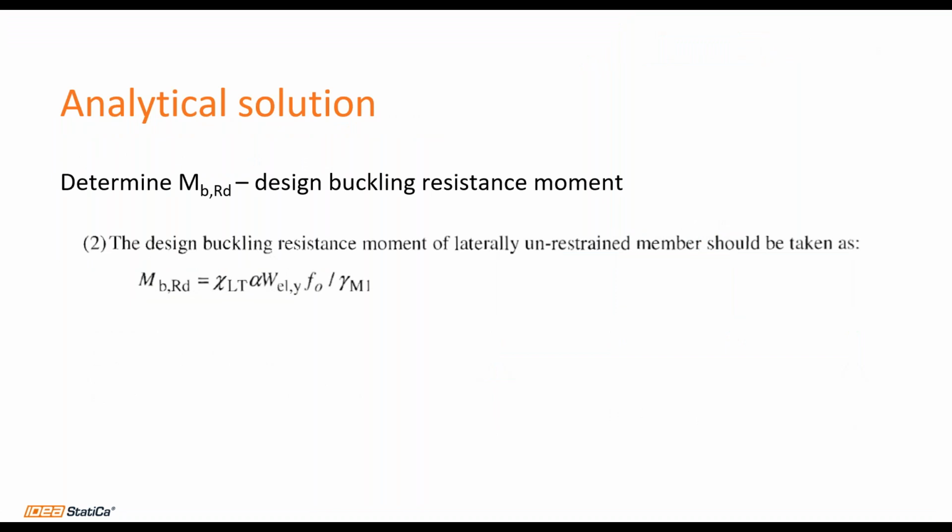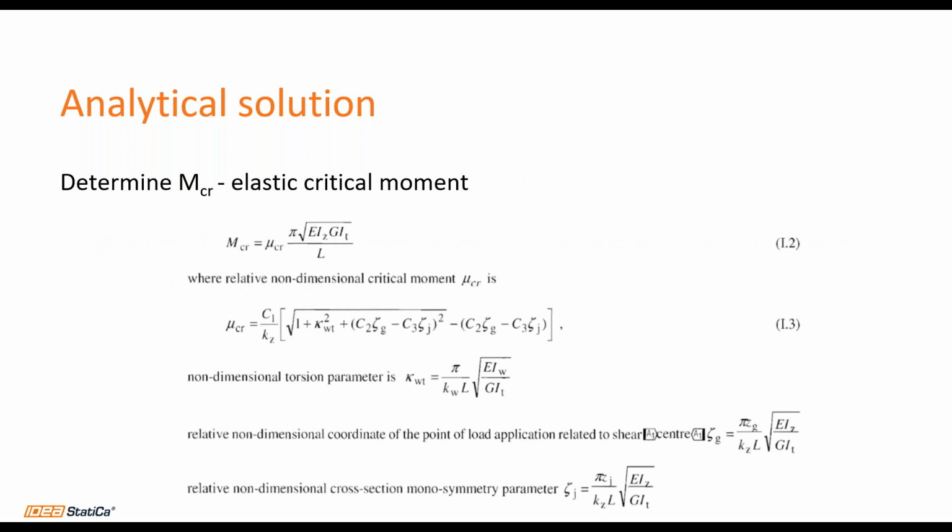And let's move on with the analytical solution. So what do we have to do? We have to determine the design buckling resistance moment. For this, we have some equation. And for this equation, we need a couple of parameters that we have to determine from tabs and other equations. So this is, let's say, kind of a step-by-step procedure. For one of these factors, we also have to determine the elastic critical moment.